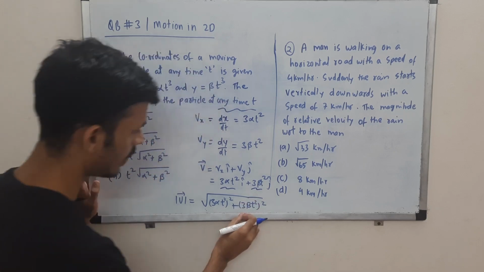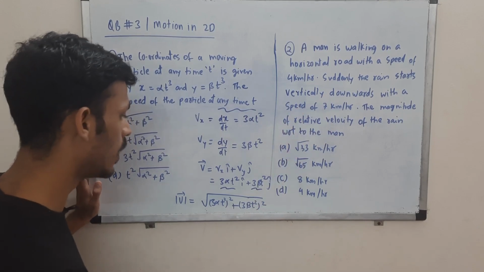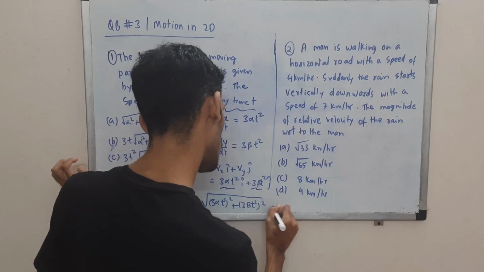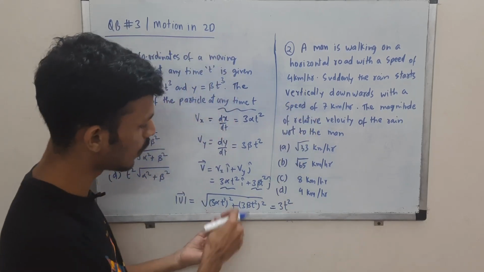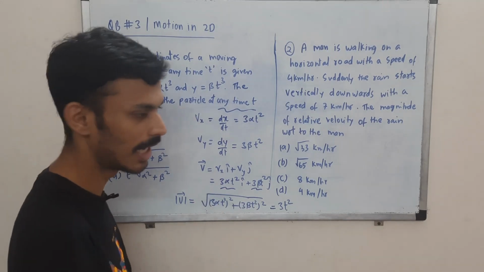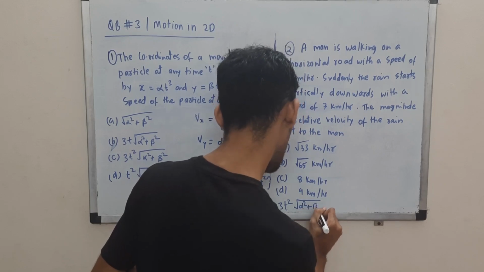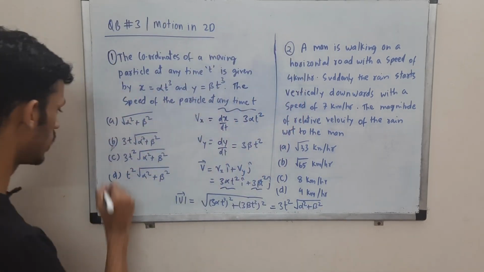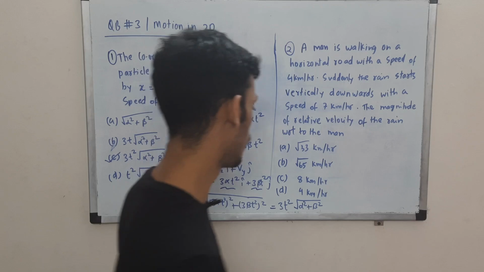You can see that 3t square squared is common, and you can take it out of the root sign. So you will get out of the root sign 3t square, right? It is squared, whole squared, and that square root will get cancelled. You can work it out and you will be left with alpha square plus beta square, which is option C. Okay, 3t square alpha square plus under root of alpha square plus beta square.